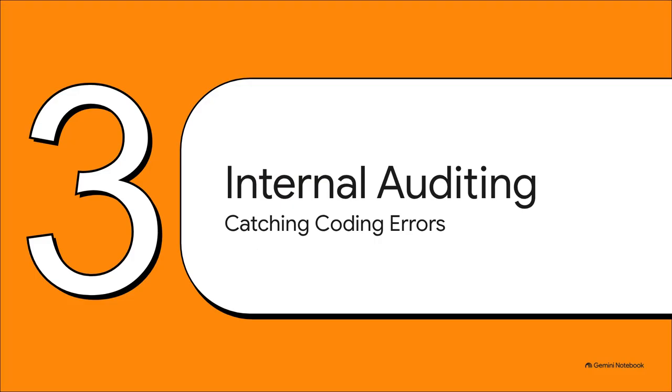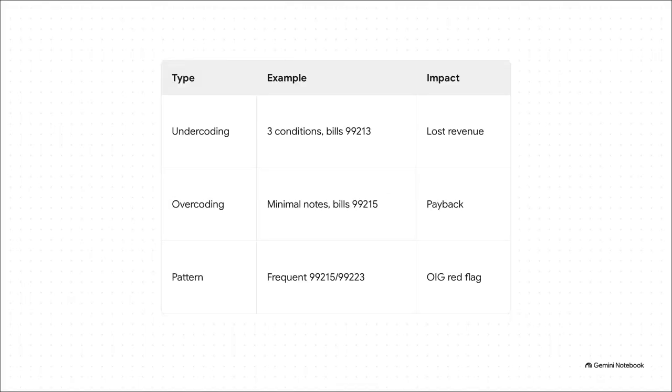That brings us to Section 3, the internal auditing process. Let's talk about catching coding errors before they catch you. You see, auditing isn't just about hunting for mistakes. It's really about revenue integrity.